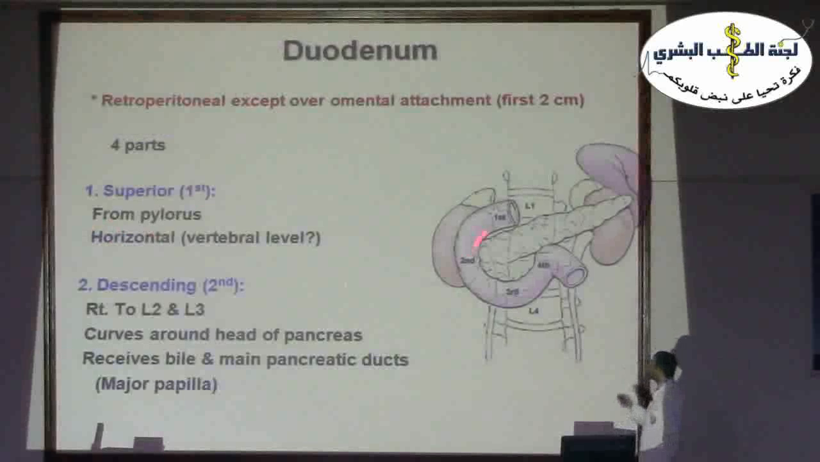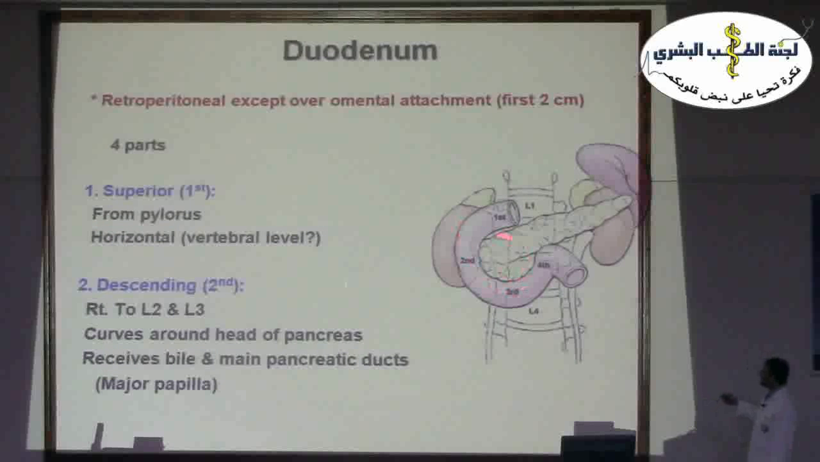Starting with the duodenum, this is a small structure. You see the C-shaped structure curving around the head of the pancreas. So the pancreas is in the concavity of the duodenum. Duodenum is retroperitoneal, so if this structure is retroperitoneal, the pancreas should be retroperitoneal. So the pancreas is the other secondary retroperitoneal structure.